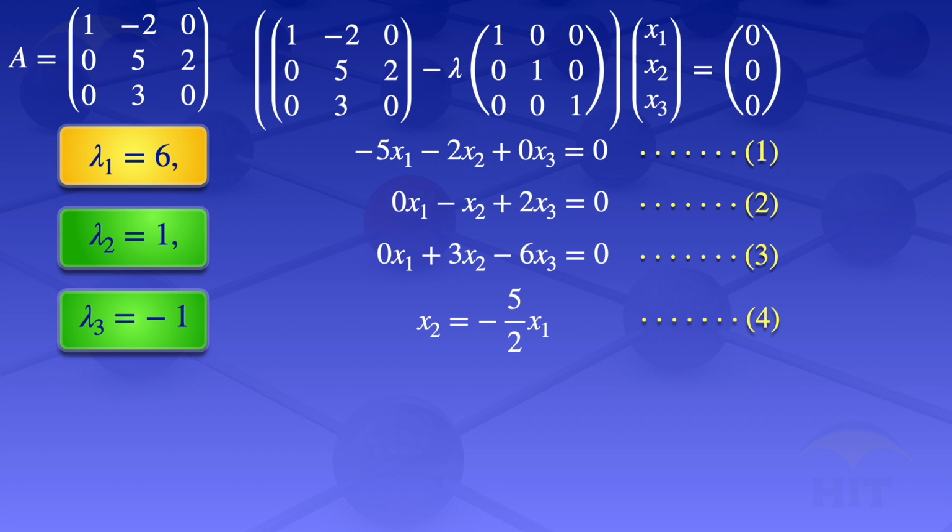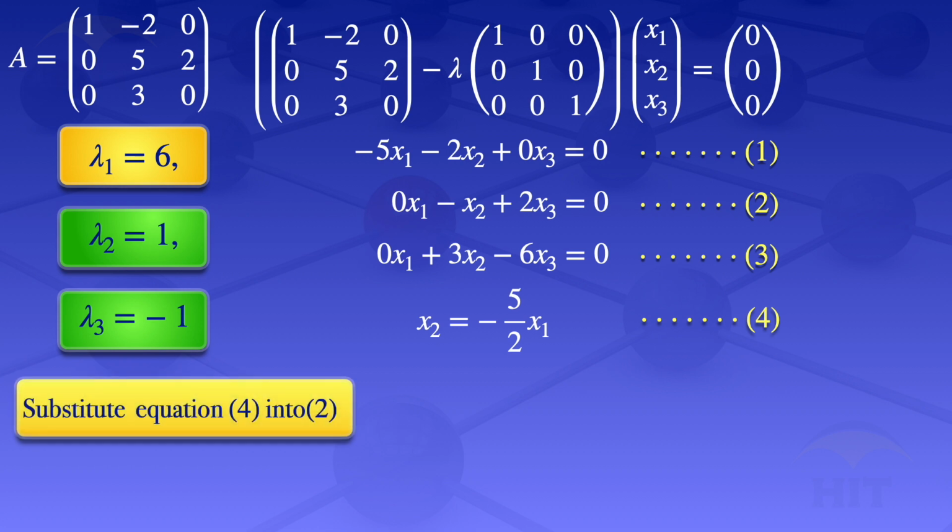We then go on and substitute equation number 4 into equation number 2. If you look here, we are having minus x2. But we are saying x2 is minus 5 over 2 x1. So when we put minus 5 over 2 x1 on that highlighted part, we will have 5 over 2 x1 plus 2x3 is equal to 0. And then go on and write x3 now in terms of the variable x1. And then we would have x3 is equal to minus 5 over 4 x1.